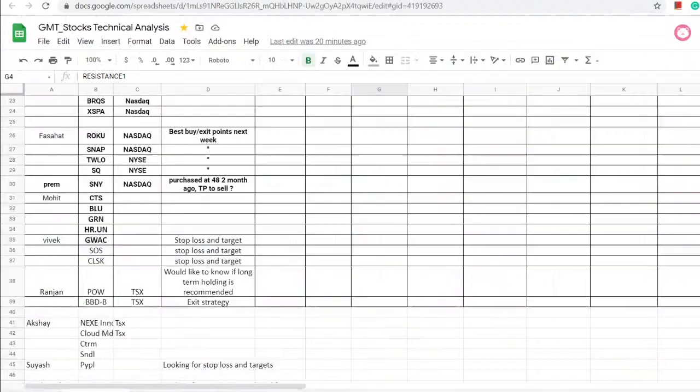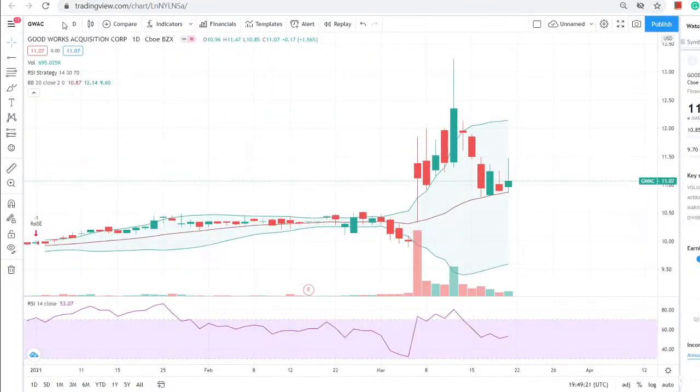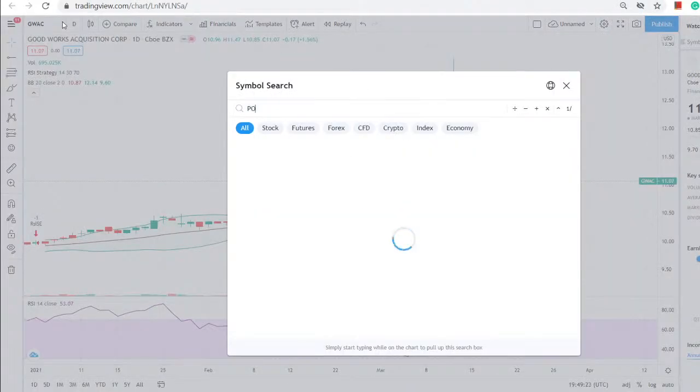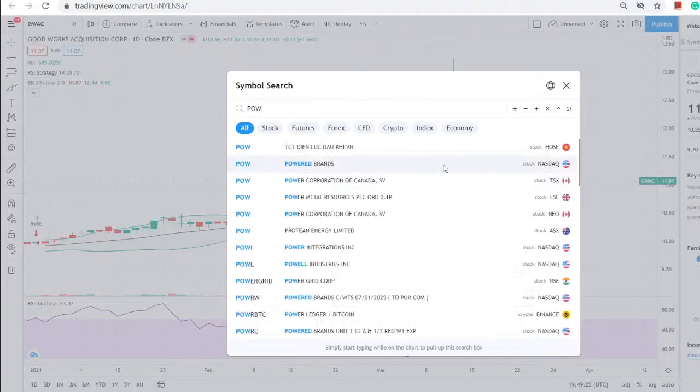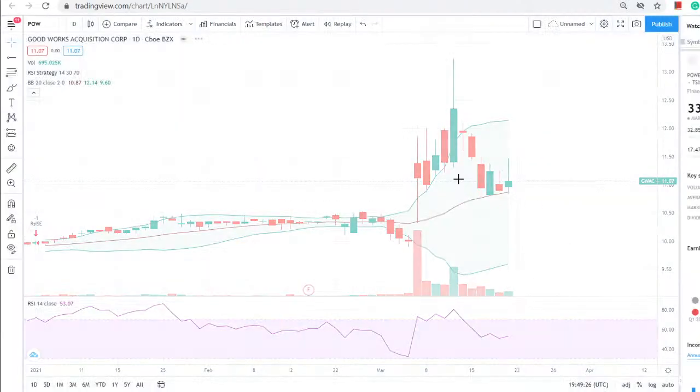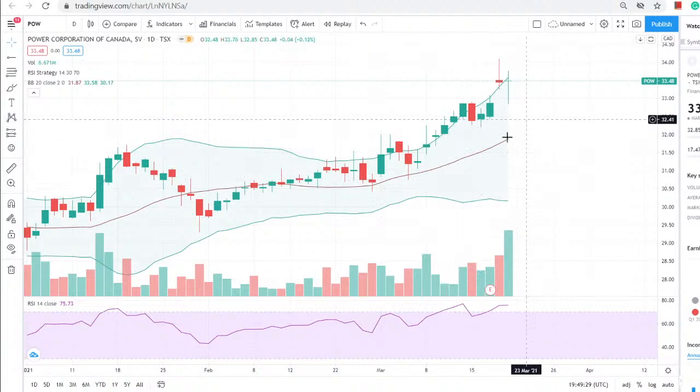Okay, welcome. What was the next one? Next is from our guy Ranjan, POW, and this should be our last stock for today. POW seems like prisoner of wars.